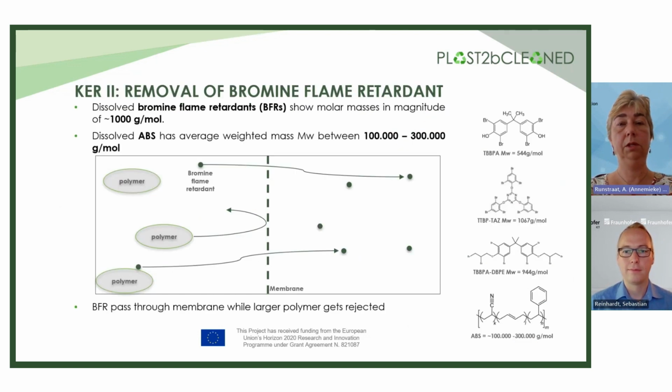So what we do is remove the bromine flame retardants using hot filtration. You see a graph of what a polymer can do. The bigger molecules are retained on one side in the retentate, and in the permeate, the smaller molecules will pass through the membrane. And on the right, you see some examples of the molecules that are used as bromine flame retardants, and the bottom one is a polymer. So you see the difference in size. So you can separate the two based on size.